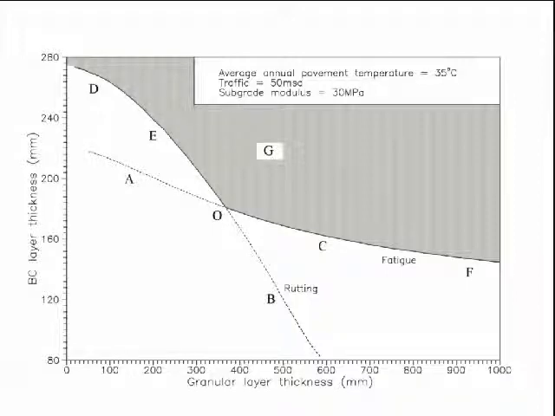And if you take different points, for example, if you are taking point E, it is oversafe with respect to the rutting. If you are taking point F, it is safe with respect to the fatigue, but oversafe with respect to the rutting. If you are taking point G, it is both oversafe in terms of the fatigue and rutting. And if you are taking point O, it appears the pavement is just safe from the fatigue and rutting. That also would mean that the pavement is failing. It's going to fail simultaneously due to fatigue and rutting.